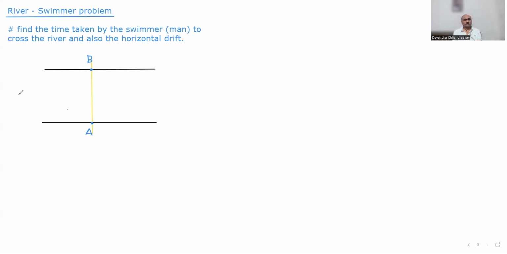This is AB, right? The man started swimming along this line, and this is the velocity of man in still water. So it is VMR. Always remember this. Velocity of man in still water is VMR. I have made you write this as well. Okay.